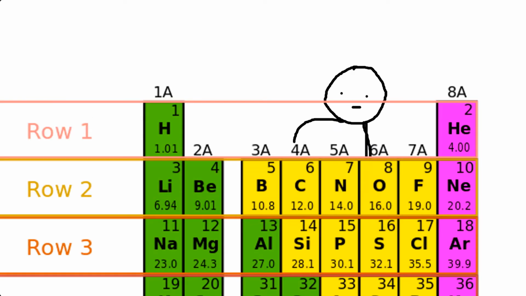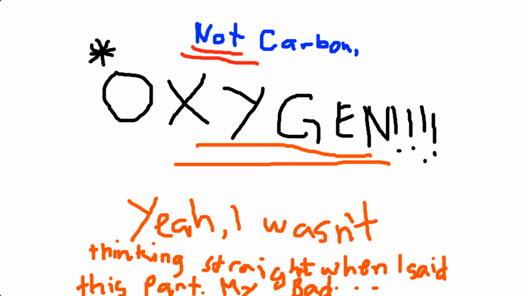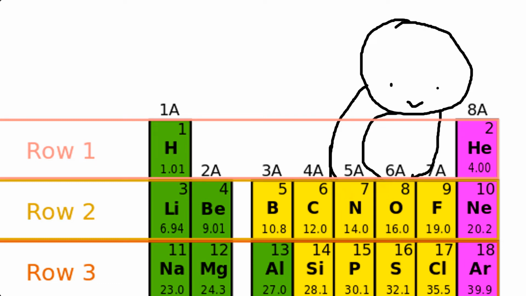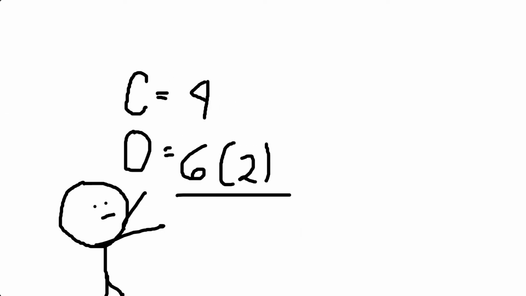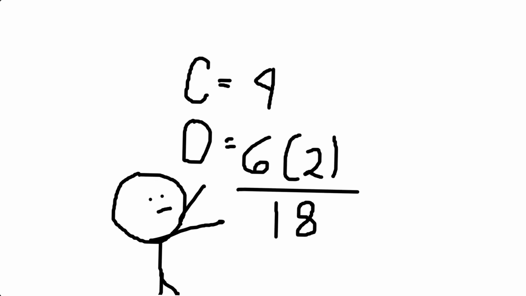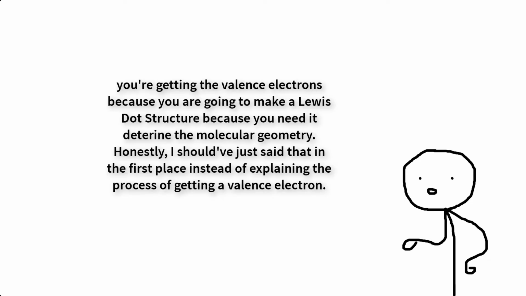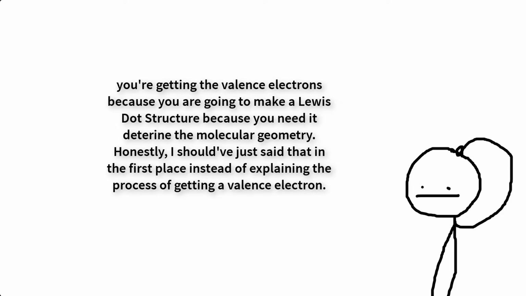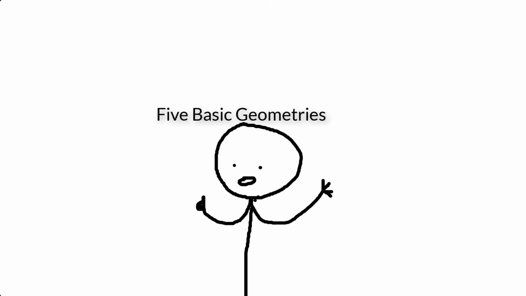Say carbon dioxide. Carbon lies in the 4th group of the elements. Oxygen lies in the 6th. So add those numbers together and we have 4 plus 12, since the molecule contains 2 oxygens, and we have 16 valence electrons. By the way, you're going to use the valence electrons because you are going to construct a Lewis dot structure in order to know the molecular geometry. I kinda forgot to tell you about that part. My bad.